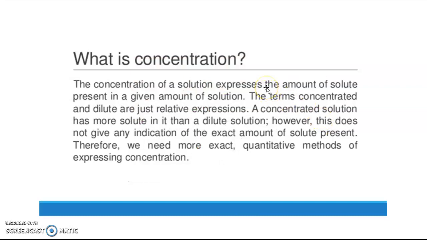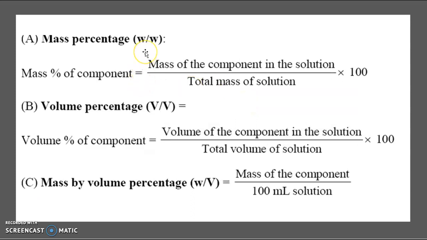What is concentration? The concentration of a solution expresses the amount of solute present in a given amount of solution. How can we determine the concentration? Well, the concentration can be expressed in mass percentage. This is when you divide the mass of a solute by the mass of the total solution times 100, and it gives you the percent by mass.